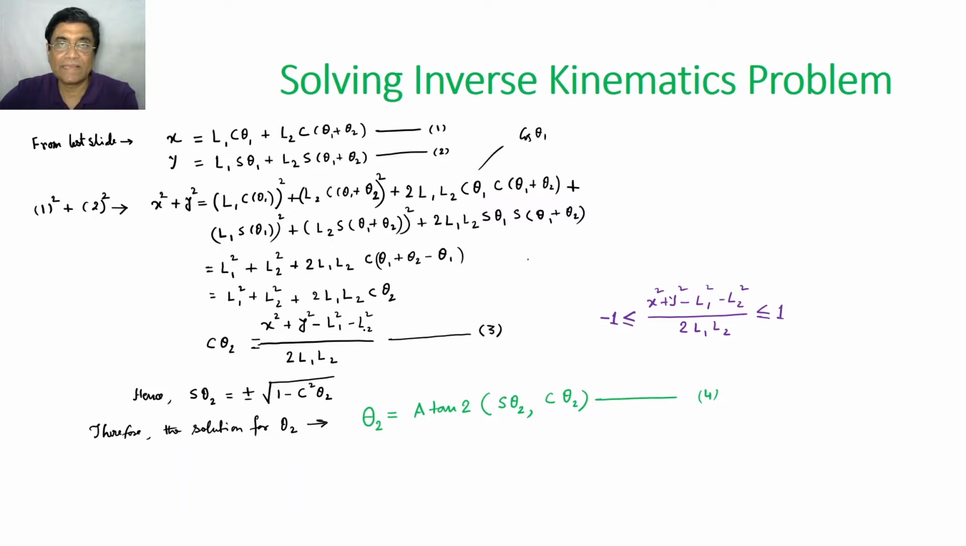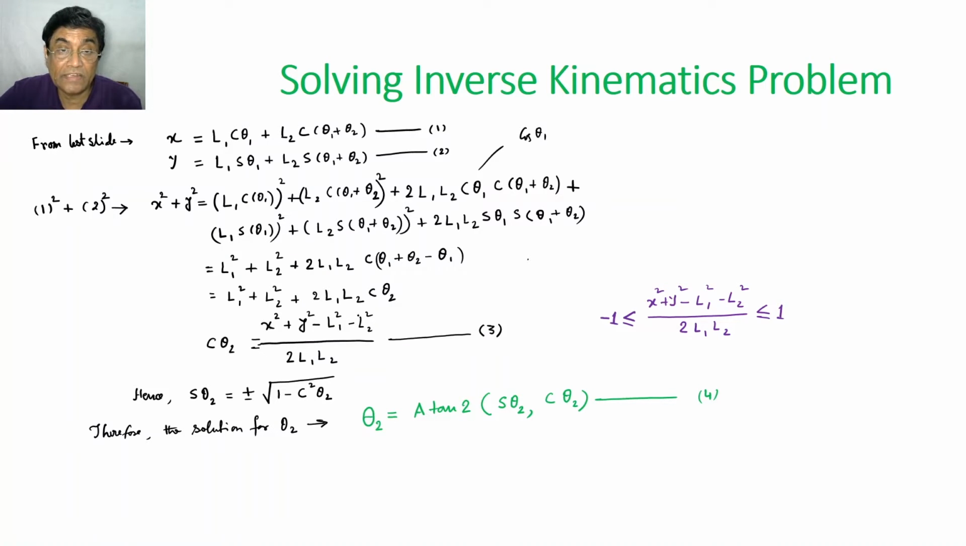Now if somebody has given you the robot or you have designed it, L1 and L2 are all fixed geometrical parameters, and x y are given, known points, right? You are asking the robot to go there, so cos theta 2 will be this. It is a function of what you are commanding plus the geometrical parameters, as simple as this.